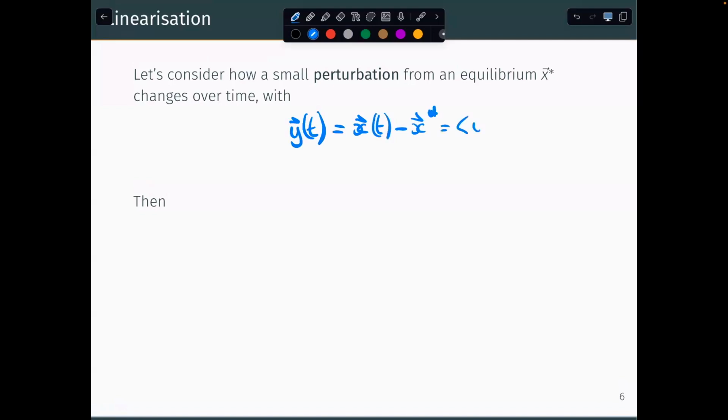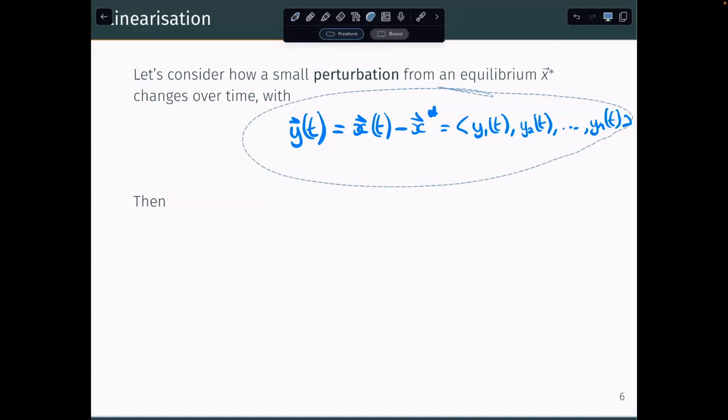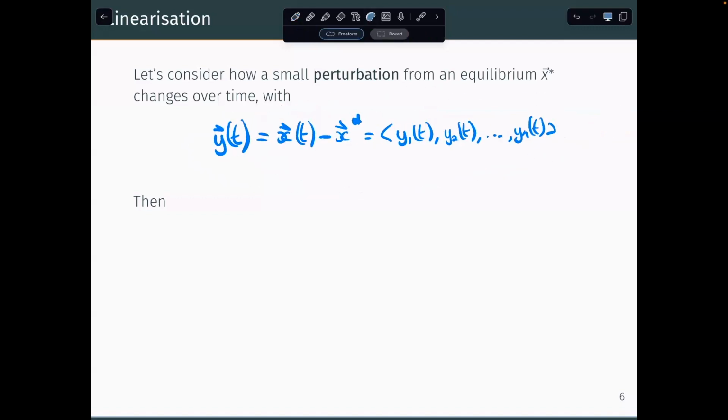And so this is just a vector y1 of t, y2 of t, so on, for yn of t. So this y is then our perturbation. It's telling us, okay, if x star is our equilibrium, and we're going to move a little bit away from it, then this y of t, if it keeps growing, then we're not going to be tending back towards x star. If it decays towards zero vector, then we're eventually going to be moving back towards this x star.